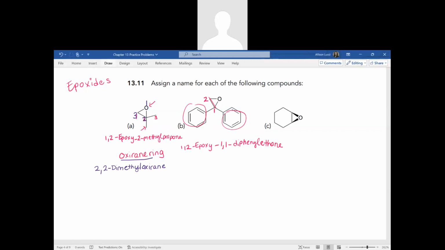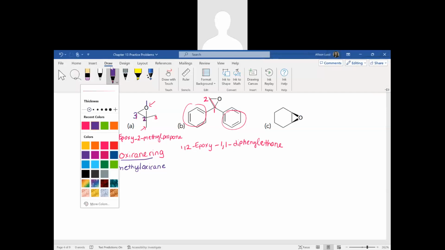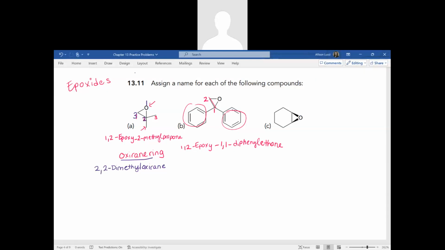Then using our other method, we would call this carbon 1, and this would be carbon 2 to name our substituents. Again, we would call this an oxirane parent, so this would be a 2,2-diphenyloxirane in the other naming system.